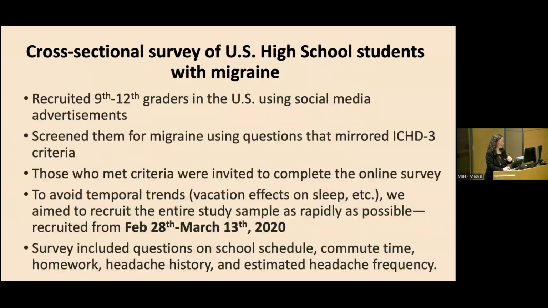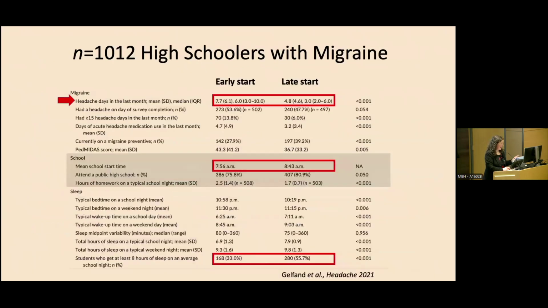So we recruited high school students in the US using social media advertisements, screened them for migraine using criteria that mimic ICHD-3, and invited them to complete this online survey. This is right before the pandemic started. We were trying to get the sample in a quick period of time so we didn't get effects from vacations, and asked them a number of questions about their school schedule, how they commute, their breakfast, all sorts of things. And indeed, this is about 1,000 high schoolers with migraine, and those who attended the early start schools, so this is schools that start earlier than 8:30 a.m., did have more self-reported headache days than those who went to a late start school, almost 8 days versus almost 5 days.